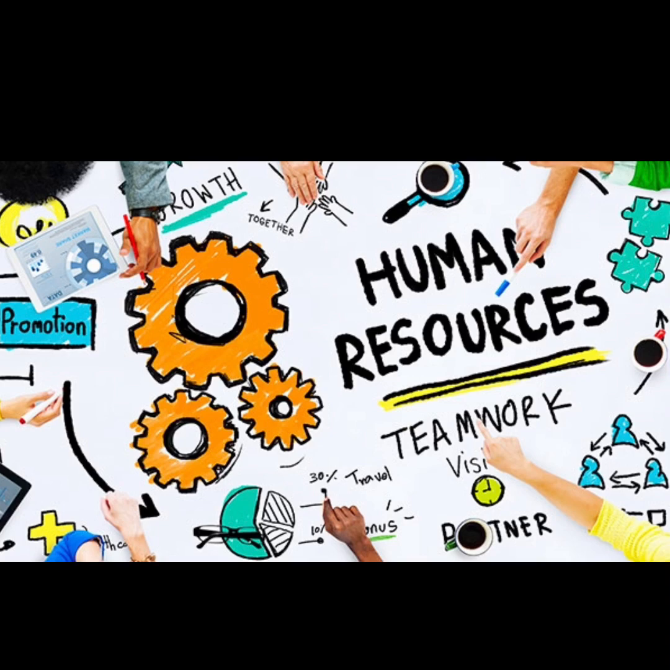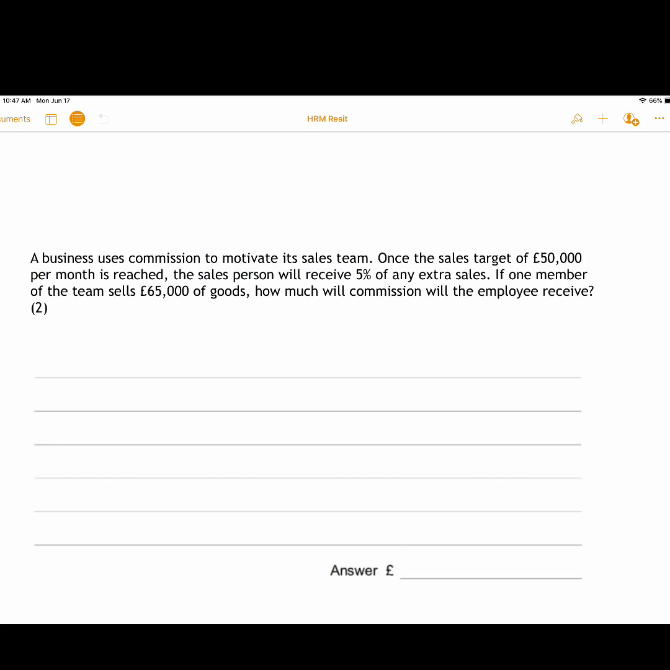I've created two really quick questions for you just to give you an idea, and they're kind of based on the specimen papers that you may have even sat. A business uses commission to motivate its sales team. Once a sales target of £50,000 per month is reached, the salesperson will receive 5% of any extra sales. If one member of the team sells £65,000 of goods, how much commission will the employee receive? It's out of 2 marks and it's in pounds.